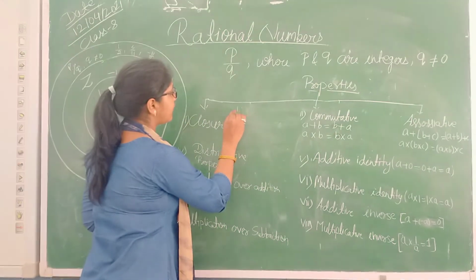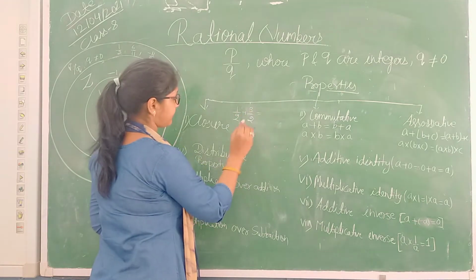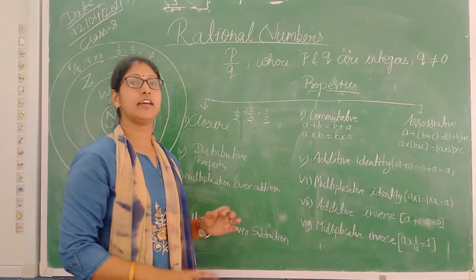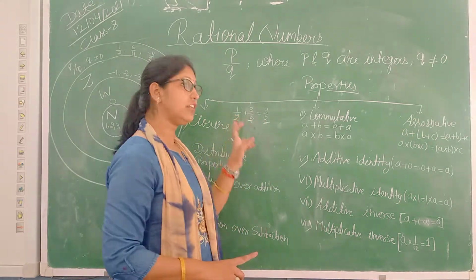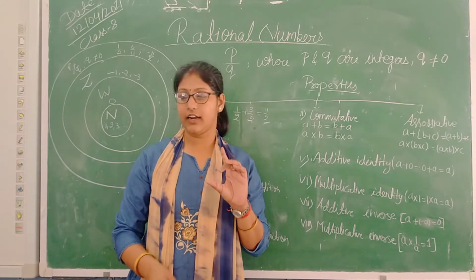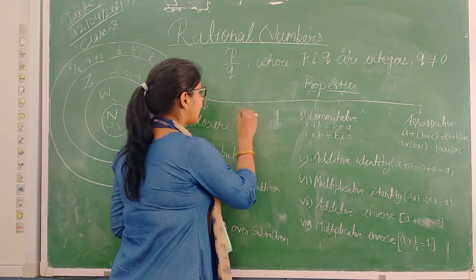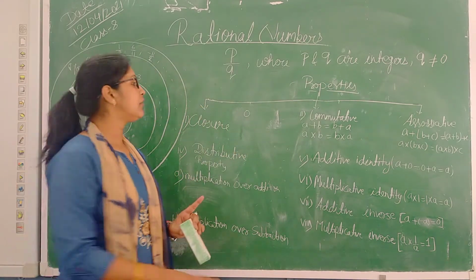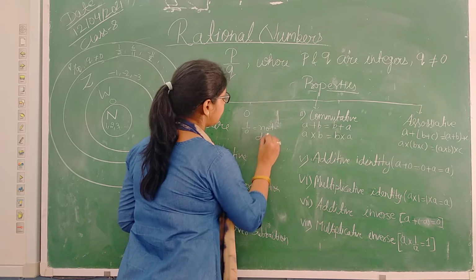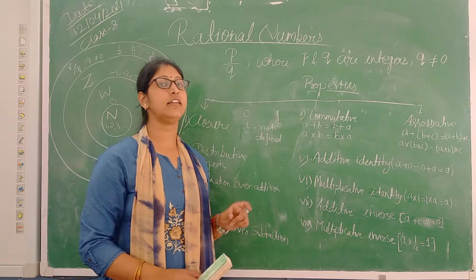Suppose we have 1 by 2 plus 3 by 2. When we add both of them, we get 4 by 2. It is also a rational number, so we can say that rational numbers are closed under addition, under subtraction and under multiplication. But rational numbers are not closed under division, because we know that 0 is also a rational number, and when we divide any number by 0, suppose we divide 1 by 0, it is not defined. That's why rational numbers are not closed under division.